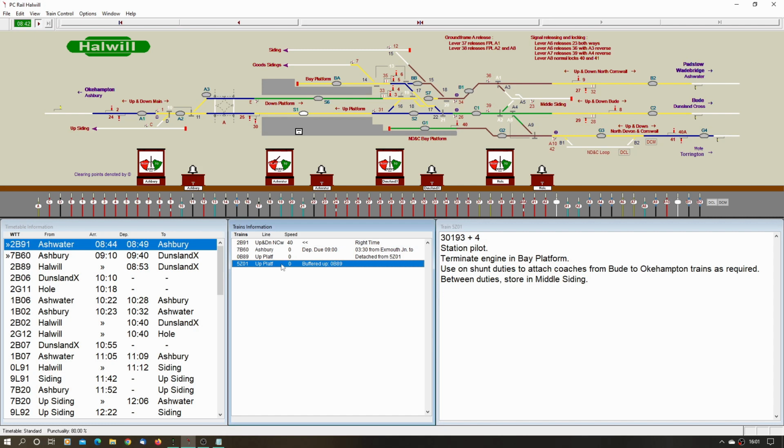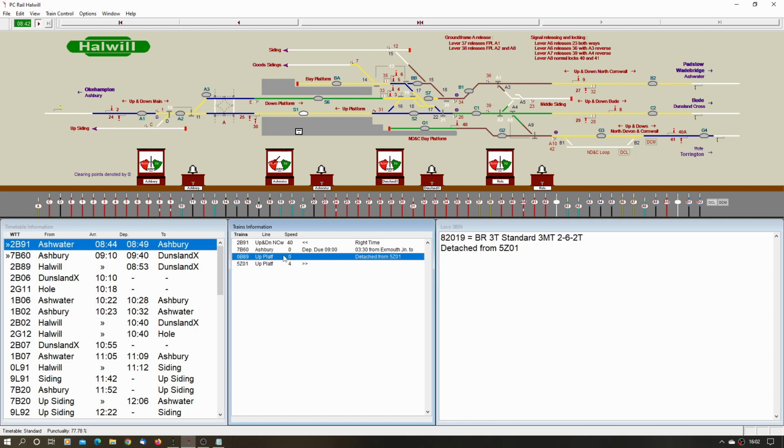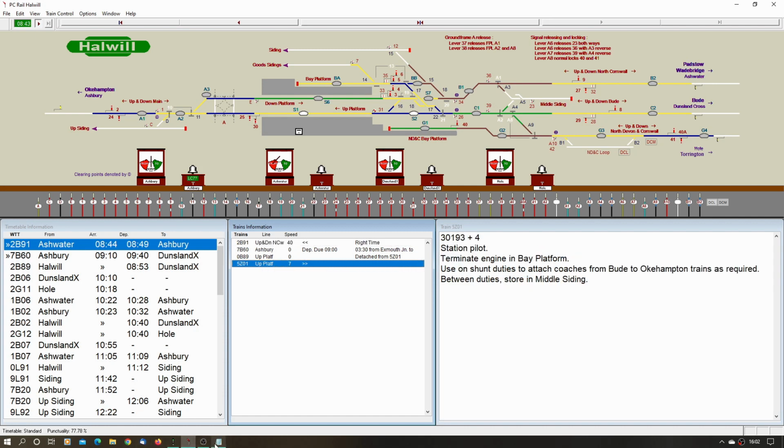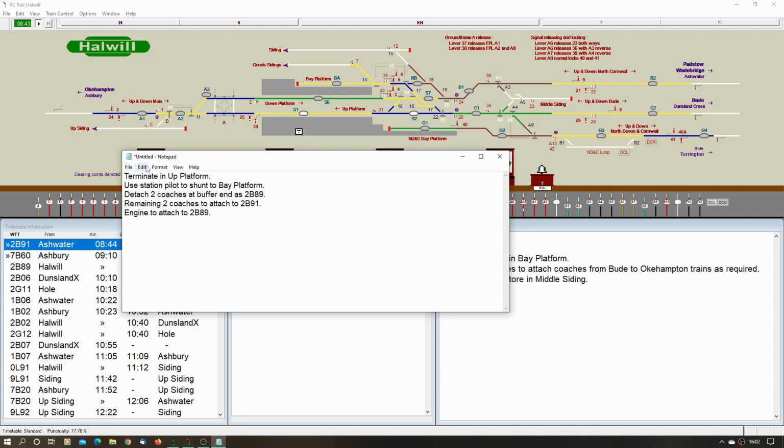Right, so what have we done here? We've got buffered up. Let me get this one right. Yes, of course it's buffered up, so we need to move this one back, so 31. This is all the coaches. As I say, the notes have now gone. So that's why I did make a note of this. So if you remember what they are, I've done it on Notepad. So it's a useful little tip.